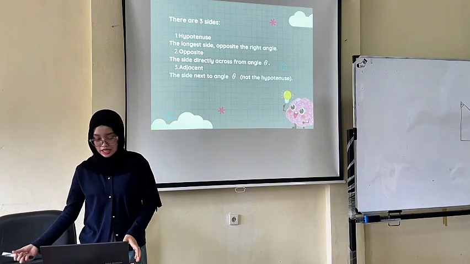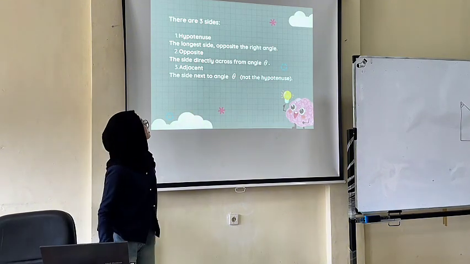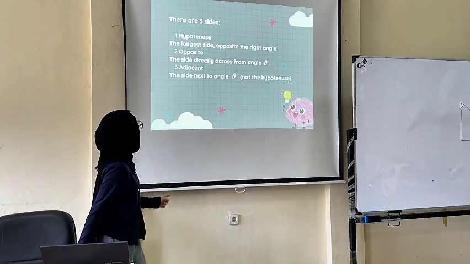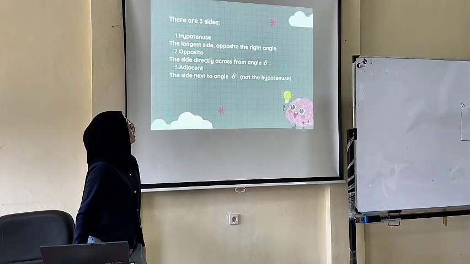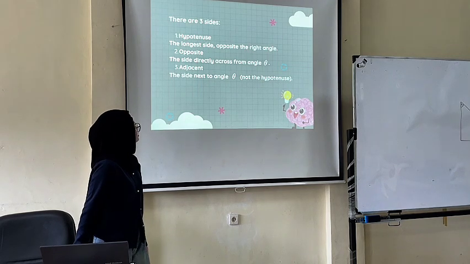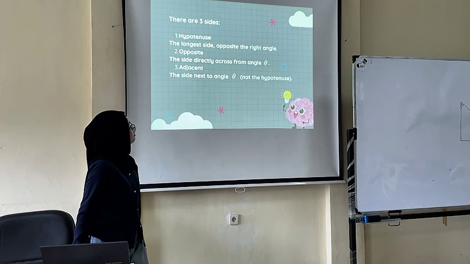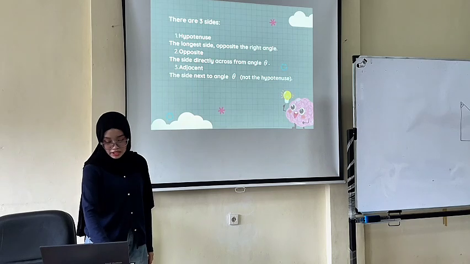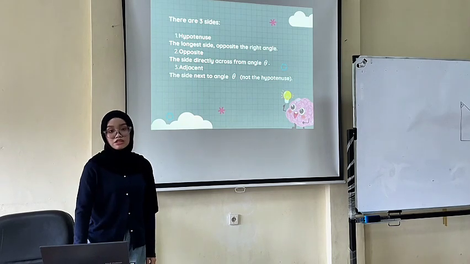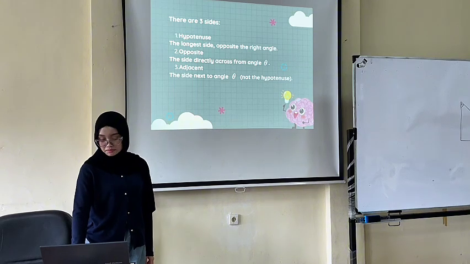Okay, the next, there are three sides. First, hypotenuse is the long side opposite the right angle. Second, opposite is the side directly across from angle theta. Third, adjacent is the side next to angle theta, not the hypotenuse.